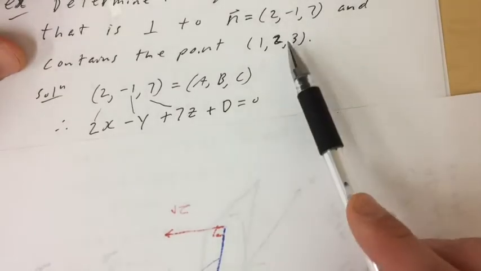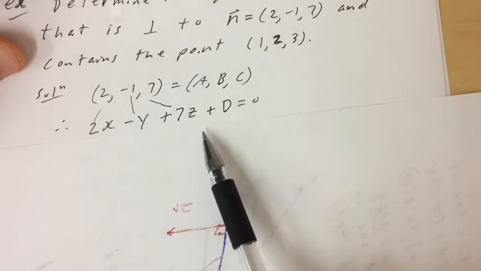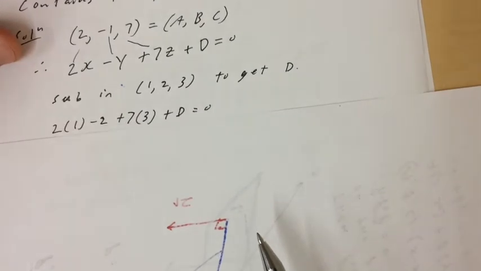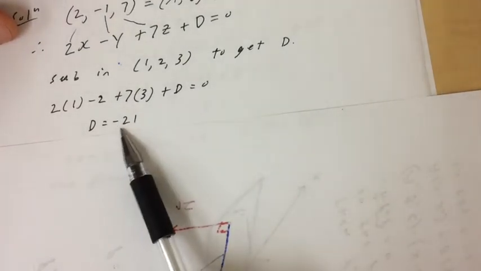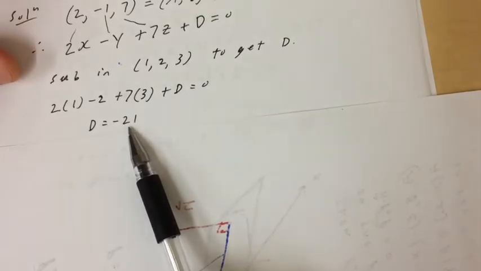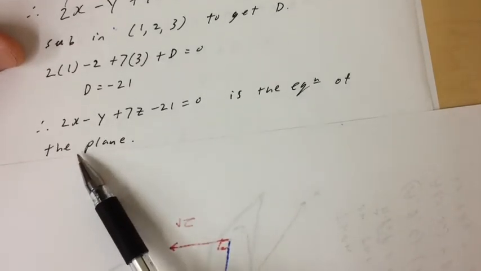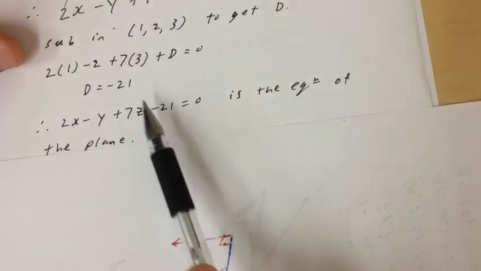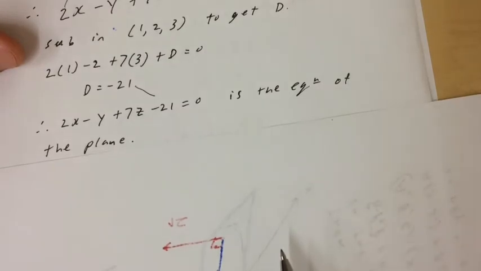Well, we've got a point. So we know values for x, y, and z that have to satisfy this equation. So let's plug them in, and you'll end up getting d equal to negative 21. Once you got that, you're done. So the equation of that plane is 2x minus y plus 7z minus 21. There's the d value. Okay, that is the equation of that plane.